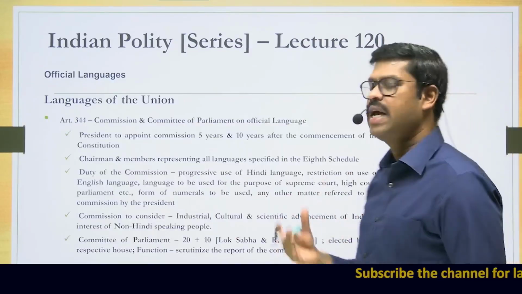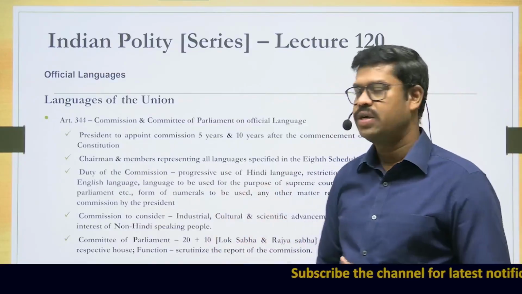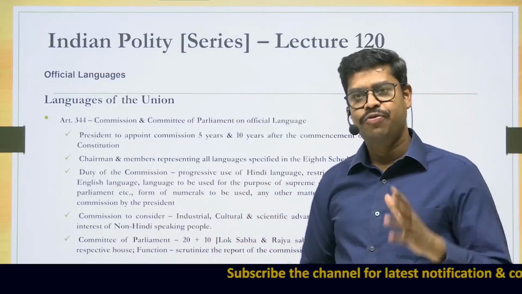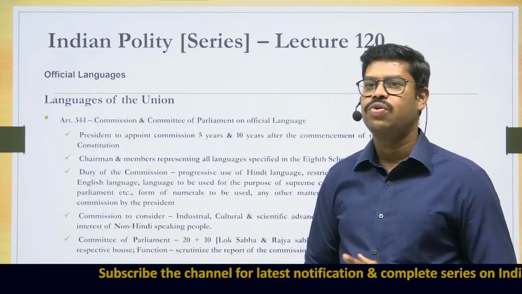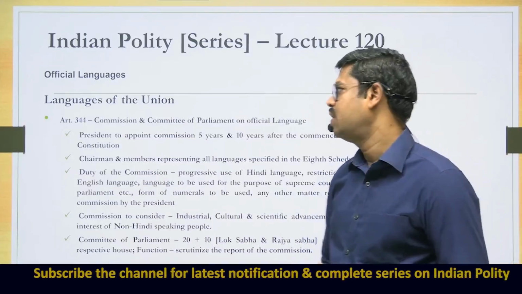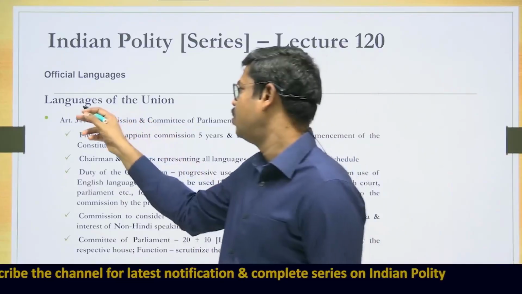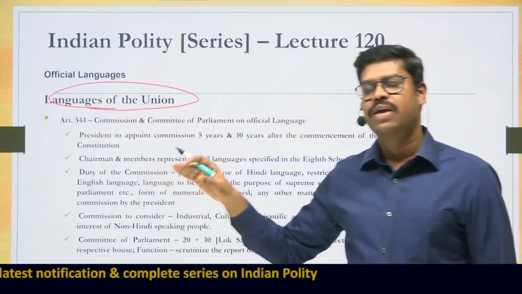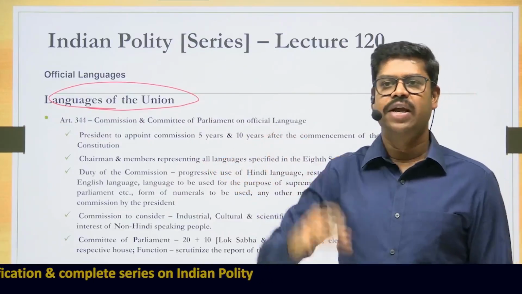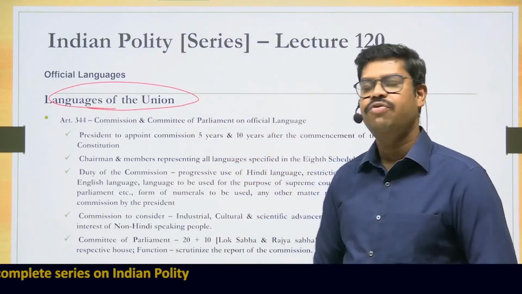But what about the languages when it comes to states? Now we'll have to understand about the states as well. But before we go to the official languages of the states, we shall also look into Article 344 of the Constitution, that is, the language of the Union. So let us try to understand. With regard to the language of the Union, we shall take into account Article 344 of the Constitution.